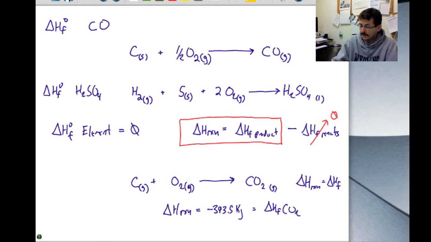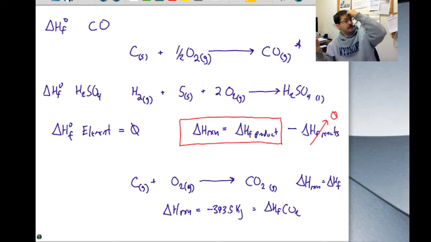Now, if you tried to do the same reaction up here with carbon monoxide, you'd find that it'd be impossible to get at, because some of the carbon would react with oxygen to produce carbon dioxide. You'd have limiting reagent problems, and so you would get a mess. Your heat obtained wouldn't be effective for measuring the carbon monoxide.